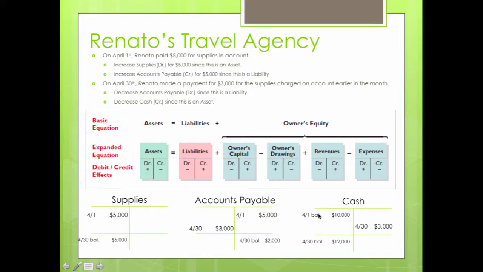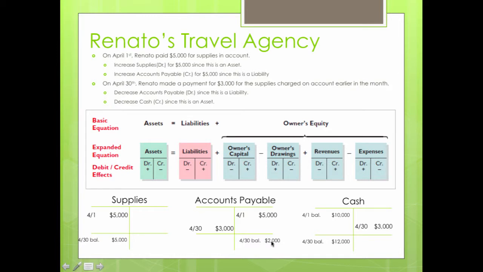So you'll see this from time to time where you see a balance on an account, and that's just the beginning balance before you actually start making your own transactions based on the directions on the assignment. And then on April 30th, you credited the cash account for $3,000. Okay, and that's all you do.